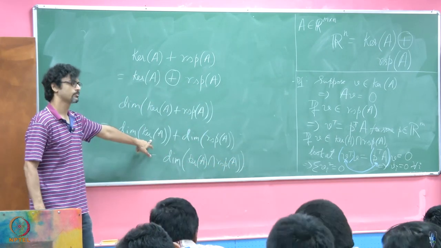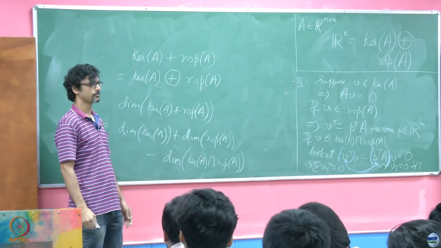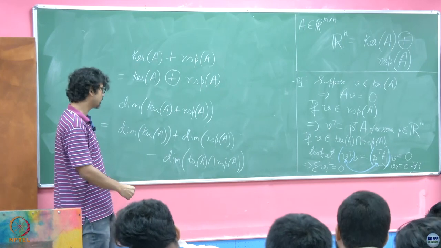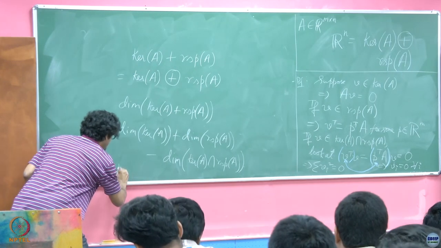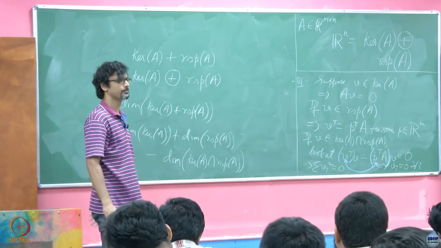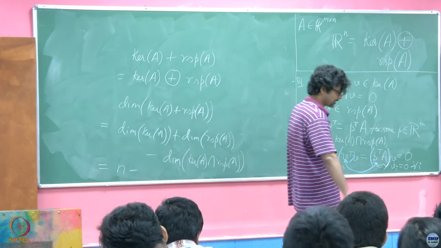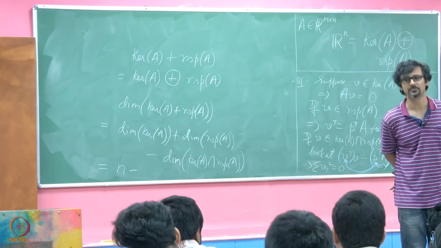What is this plus this? N, right, by the rank nullity theorem. So I'm just invoking the rank nullity theorem. This is equal to N minus what is this? 0. How do you argue that the subspace containing only the 0 vector is of 0 dimension?